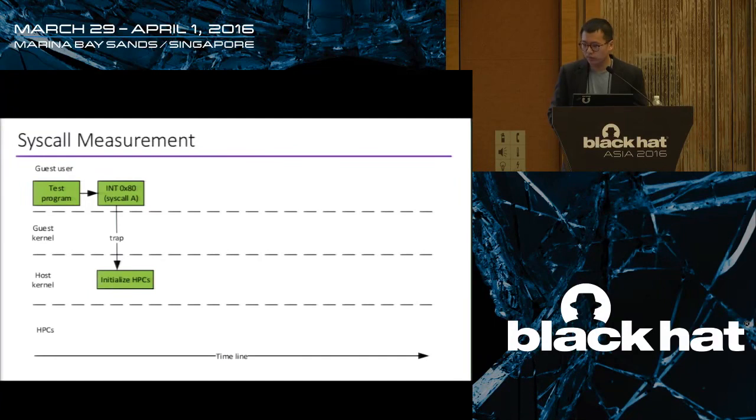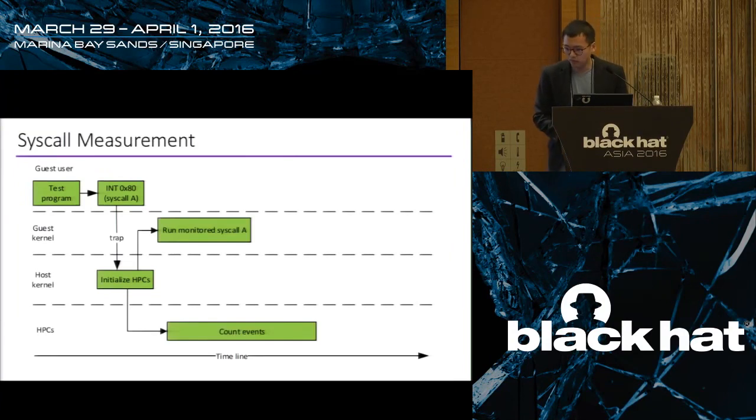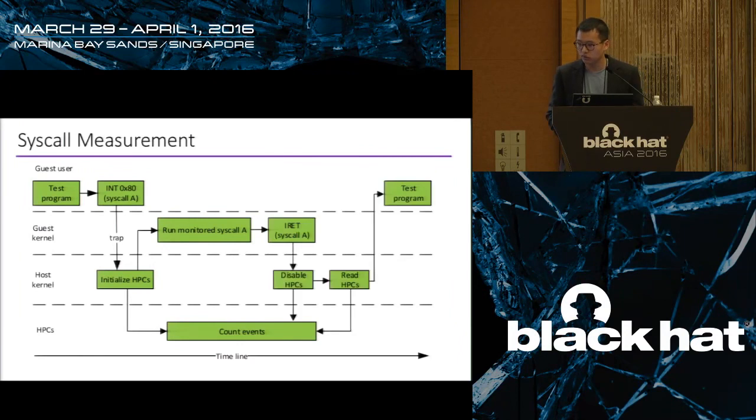Okay, so once you trap the host kernel, it will initialize the performance counters. After initializing the performance counter, the hardware will start counting the events. And the execution flow will go back to the guest kernel, and it will run the syscall routine. And then after the syscall finishes, again, we trap the host kernel, and then disable the counter and read out the counter values, and then redirect the execution flow back to the test program.